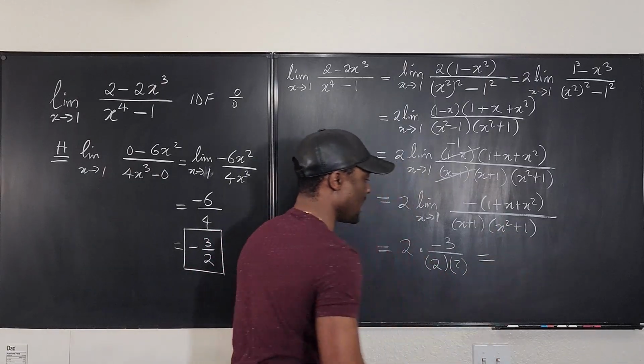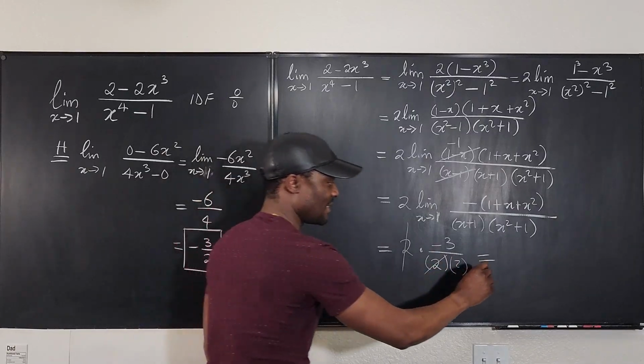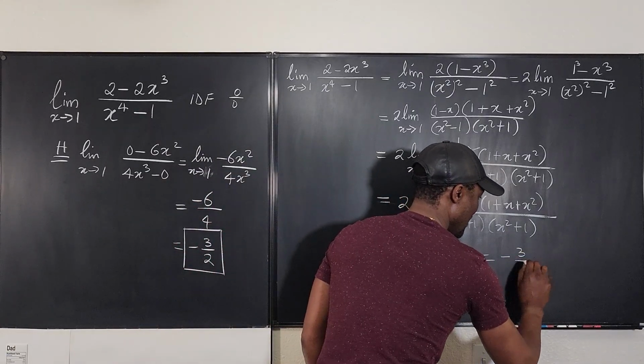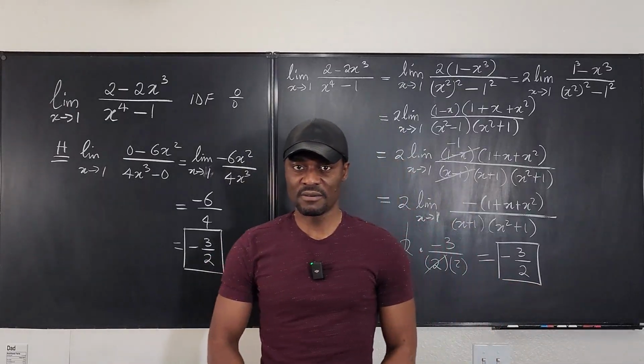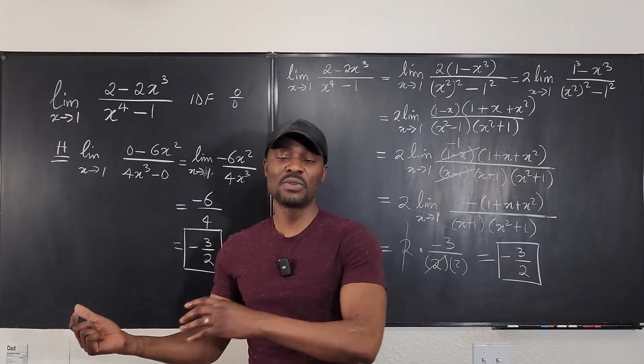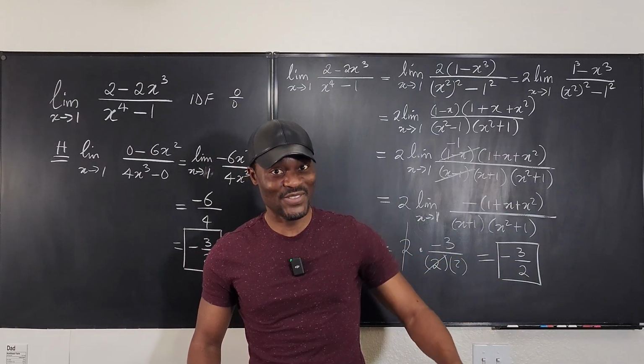Oh, did you see that? This 2 will cancel one of these 2's, and what's left is negative 3 over 2, which is the same thing as what we got here. So if you can't use L'Hopital's rule, use algebra. Algebra always wins.